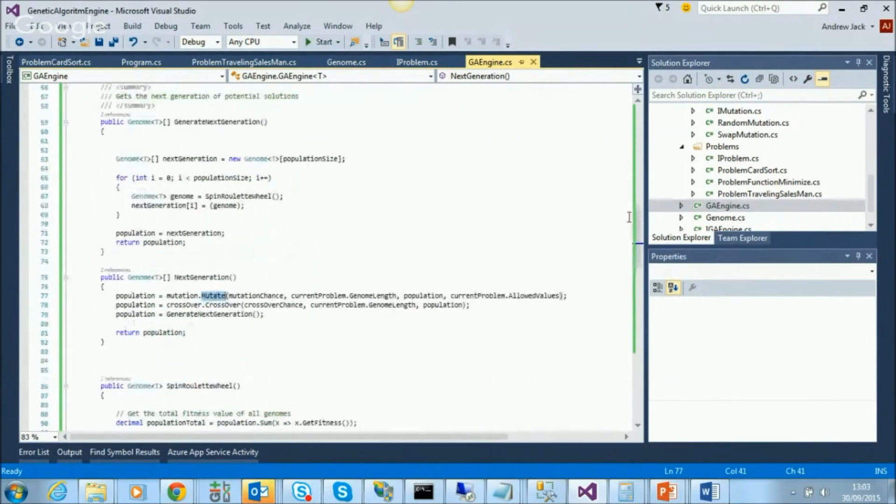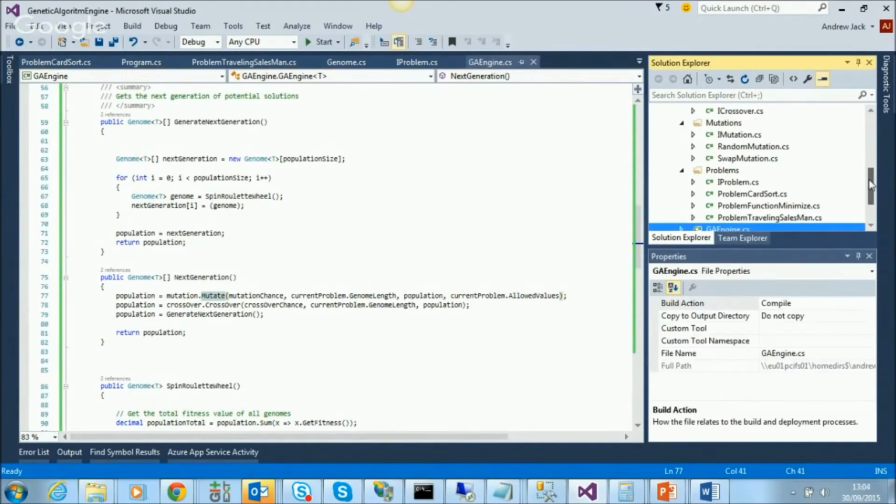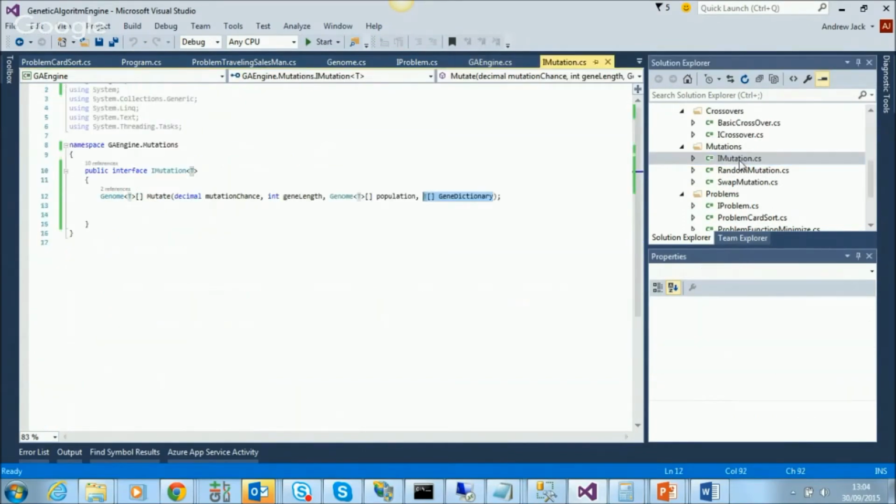Now, one thing to note here was when I was building this, I realized that actually I needed different mutations and different crossovers for different problems. So what we've done here is we've made an interface for mutation, which basically says mutate. And we're passing in a mutation chance. So in our algorithm, we're also going to define what is the chance of mutation. That's a variable we want to control and play with.